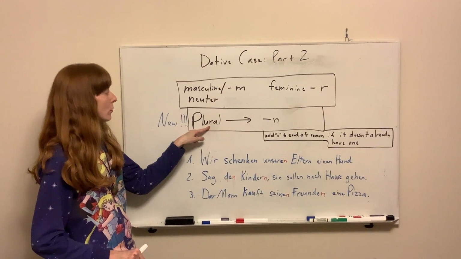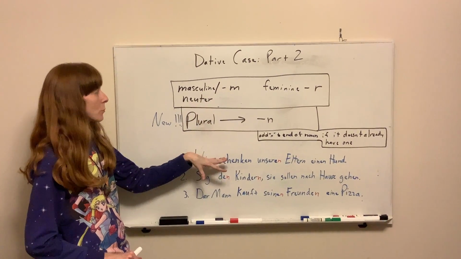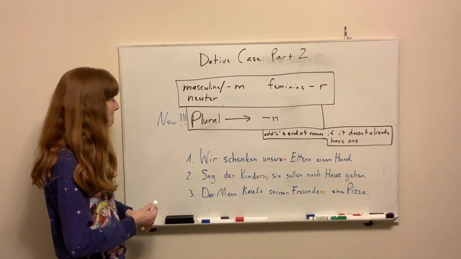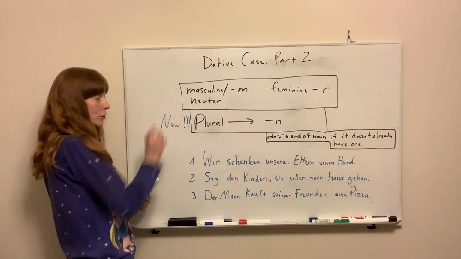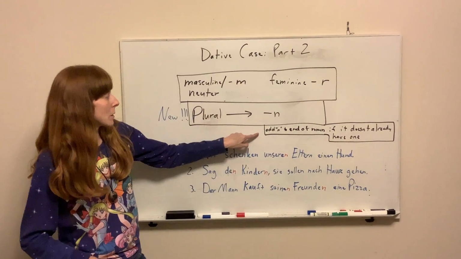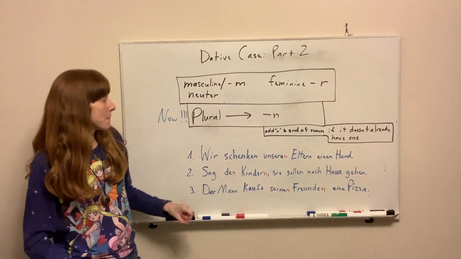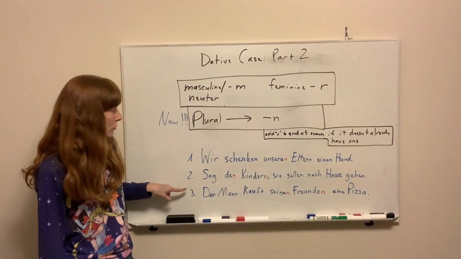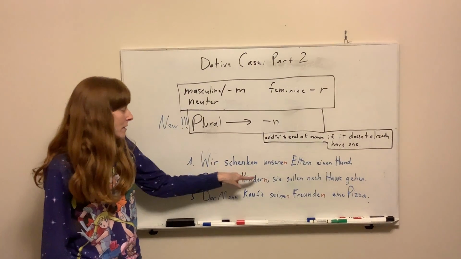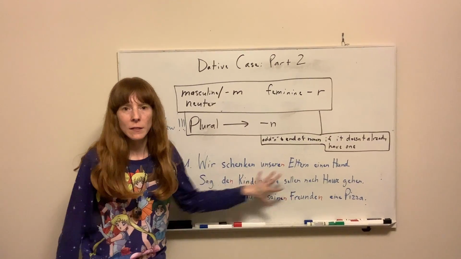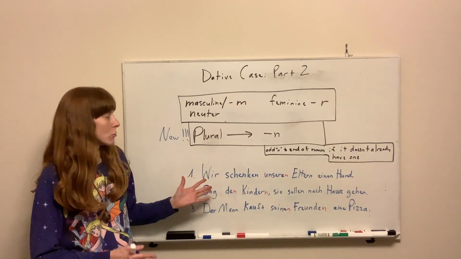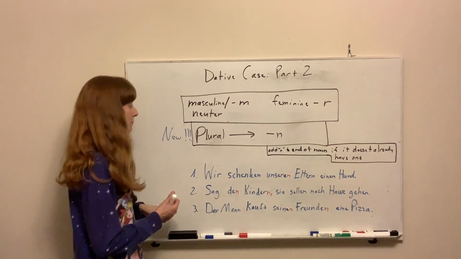But when you have plural things and they're indirect objects, aka dative case, they do get an N at the end. So I've highlighted this with new. I'm going to be talking more about this rule in just a minute. Take a look at the sentences I've got here. You'll notice that I have some random red N's in here. I've basically just given you some sample sentences to show you how this actually works.